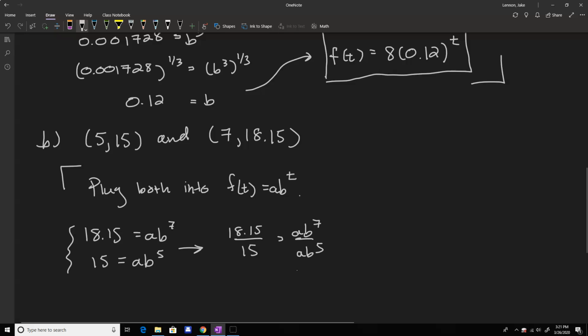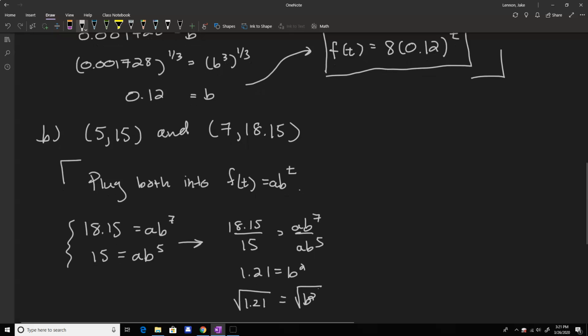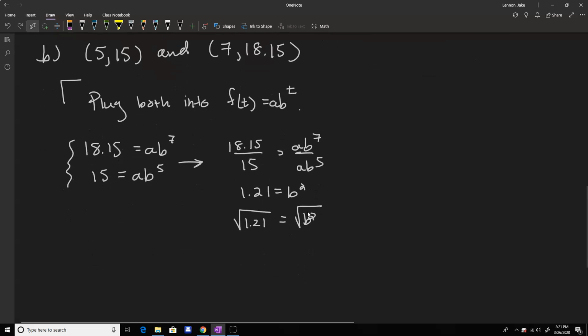So if you plug that into your calculator, you get 1.21 equals b squared. So b is going to be the square root of 1.21. Again, typically this equation would have two solutions, but because we require for exponential functions b to always be positive, we can just consider the positive square root. So 1.1 is the value of b.